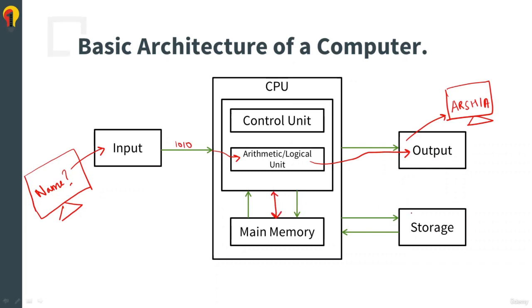Talking about the storage unit, there are two parts of storage: the primary storage or the main memory, and the secondary storage. The secondary storage is not directly accessible by CPU. Any data from secondary storage needs to be brought into the main memory before CPU can use it.